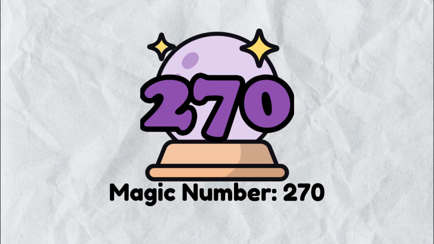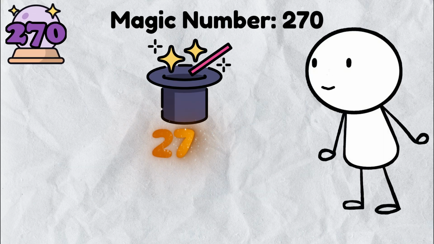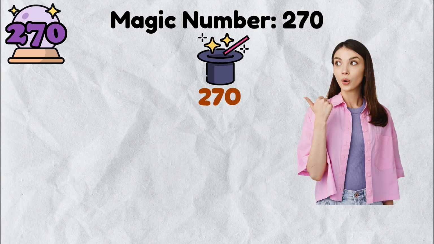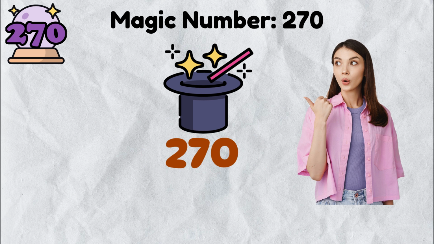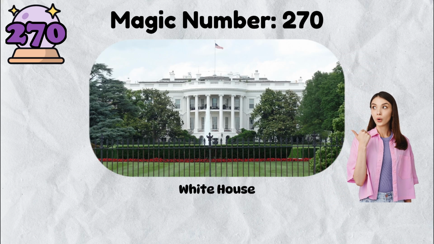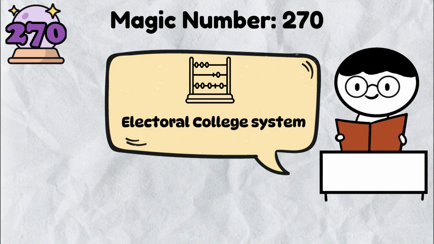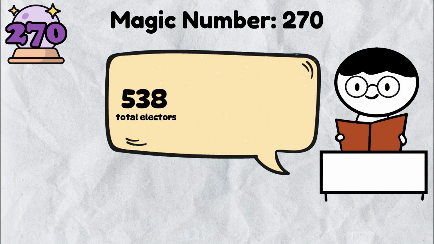Magic number 270. The magic number 270 remains the ultimate goal in presidential elections. What makes this specific number so crucial, and why does it hold the key to the White House? The answer lies in the mathematics of the Electoral College system. With 538 total electors, a candidate needs a majority of 270 electoral votes to secure the presidency.